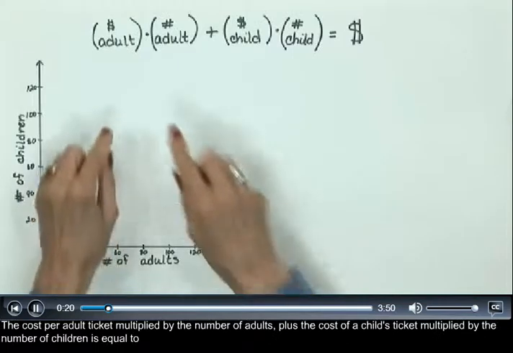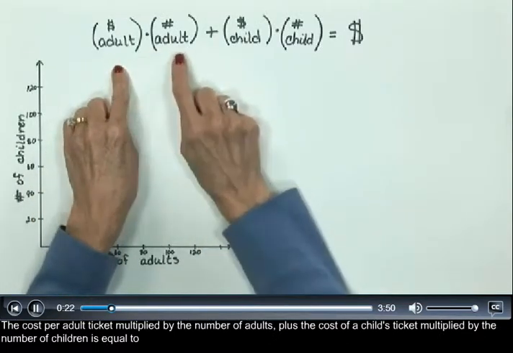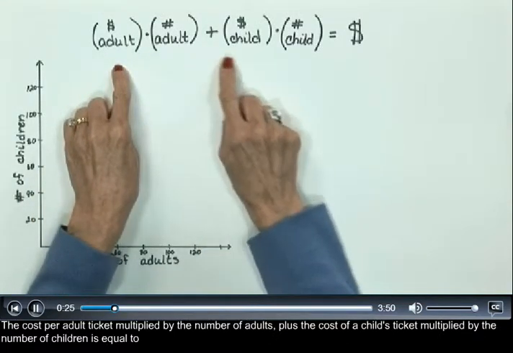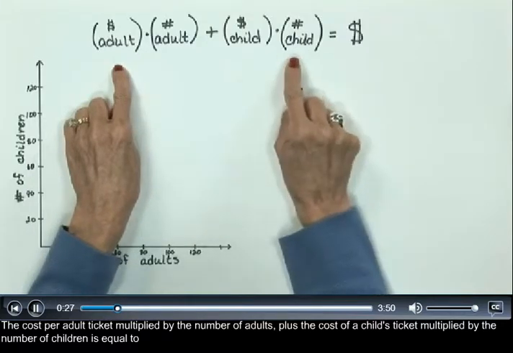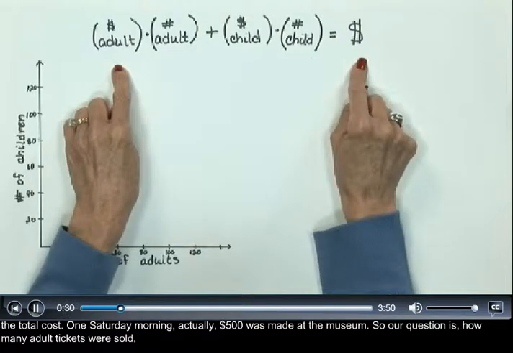The Discovery Museum in Sacramento, California charges adults $5 and charges children $4. We can use a verbal model to illustrate this situation. The cost per adult ticket multiplied by the number of adults plus the cost of a child's ticket multiplied by the number of children is equal to the total cost. One Saturday morning, $500 was made at the museum. So our question is, how many adult tickets were sold and how many children's tickets were sold?